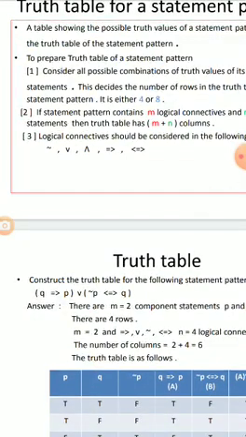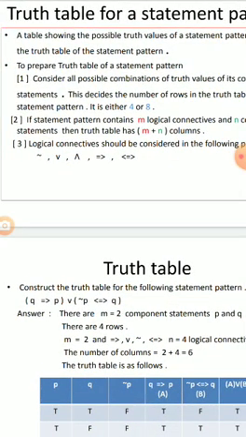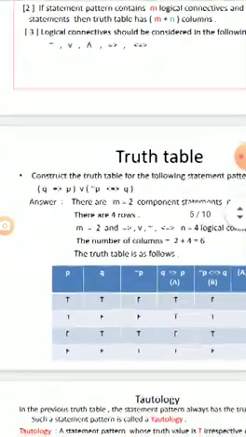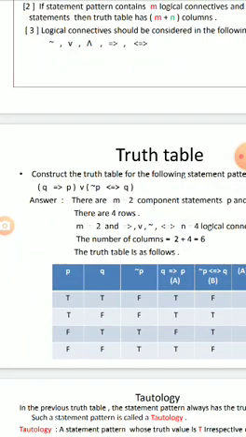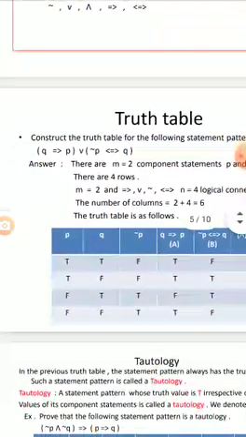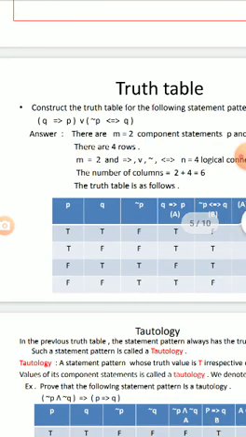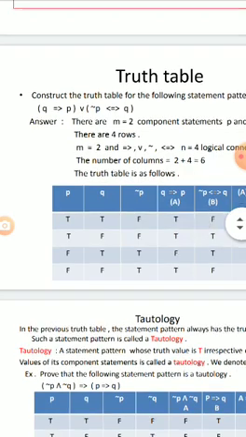And logical connectives, as far as possible, should be considered in this order: first negation, then or, that is disjunction, then conjunction, and then if, then implication, and then biconditional, if and only if. So in the next slide we find truth table. Now you know how to find truth table. So by using the rule of preparing truth table, now we find truth table for this statement pattern.